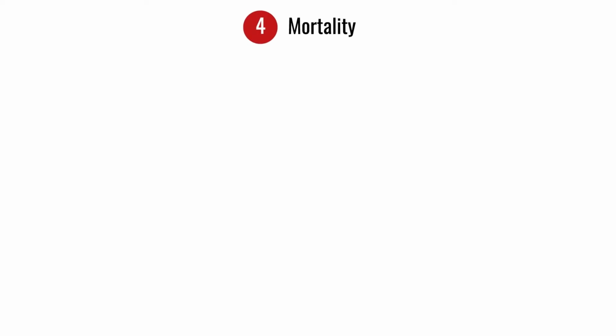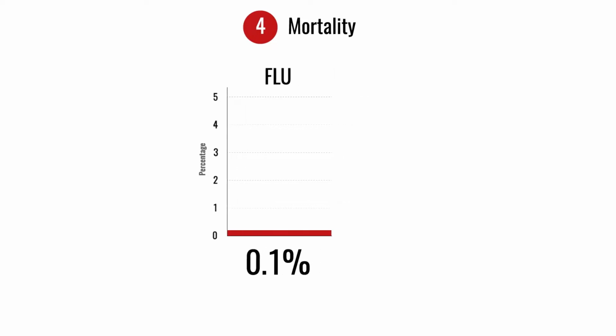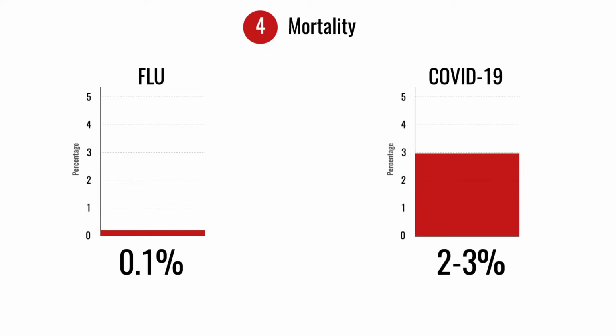When you talk about mortality, the flu on average causes death in about 1 in 1,000 individuals. So 0.1% is the mortality for the flu. Whereas with the information that we have right now, it seems that it's somewhere around 2 to 3% for the coronavirus. And it disproportionately hits older people.